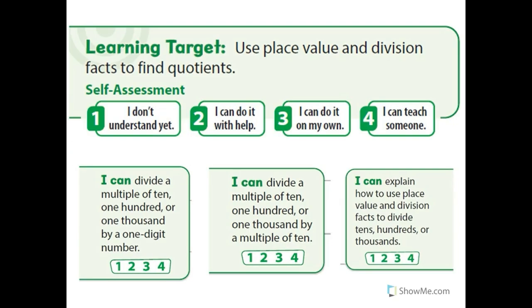All right, and let's look back at our learning target. Use place value and division facts to find quotients. Hopefully you're at a 3. Hopefully you can divide a multiple of 10, 100, or 1,000 by a one-digit number. We were doing that. Hopefully you can divide a multiple of 10, 100, or 1,000 by a multiple of 10, right? And then you can explain how to use place value and division facts to divide tens, hundreds, or thousands, right? You can explain that you're using a math fact and then you're subtracting the zeros in each of those numbers.